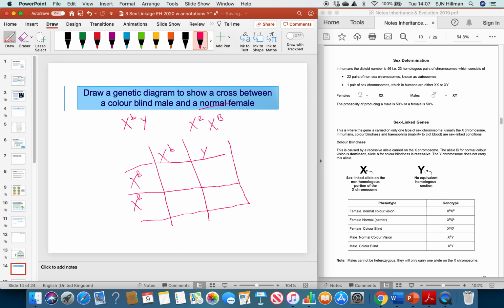Not quite sure why I'm writing on an angle here, but anyway. So we would have one carrier female, we would have a normal male, and we would have a second carrier female, and finally a second normal male.